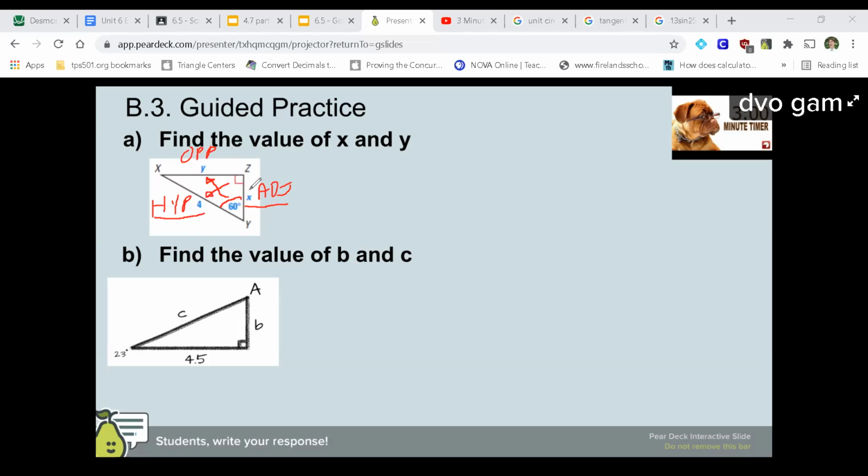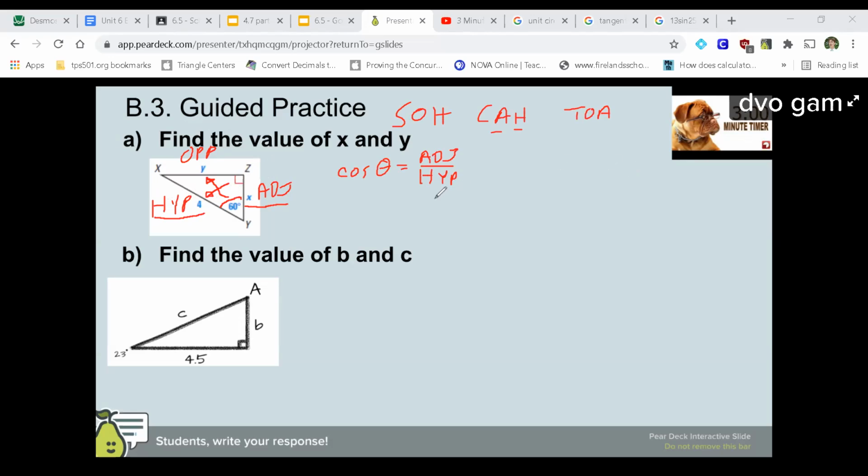And then if we're trying to find x, I'm trying to find the adjacent side given the hypotenuse is 4, which trig function relates adjacent and hypotenuse? Cosine. That's right. Adjacent and hypotenuse is cosine. So the cosine of any angle is adjacent over hypotenuse.